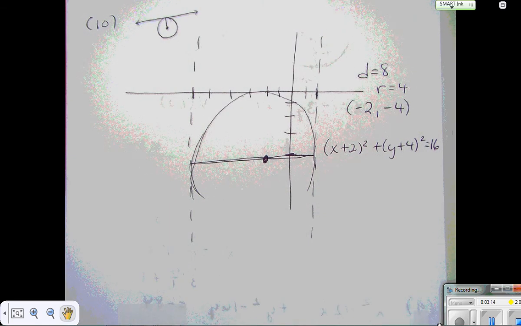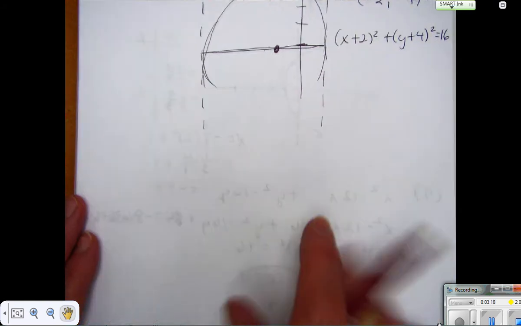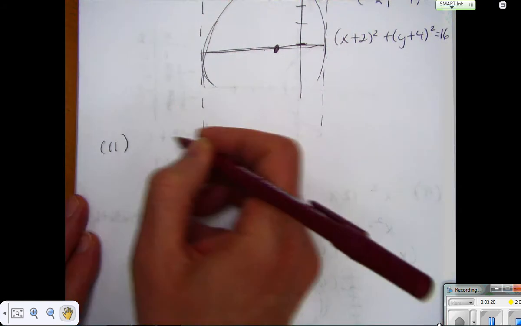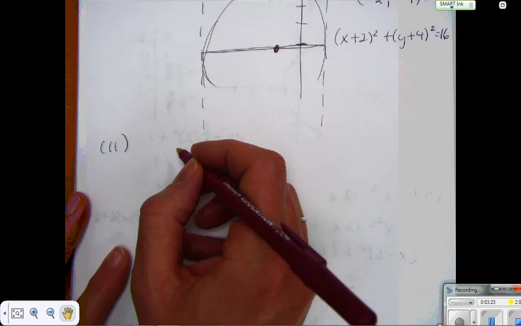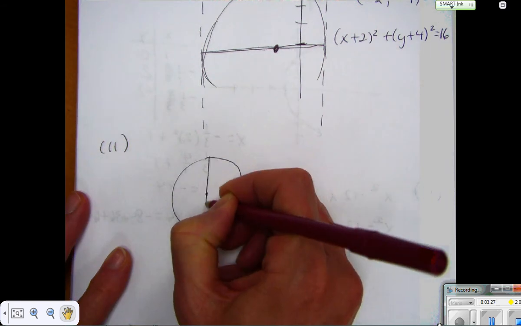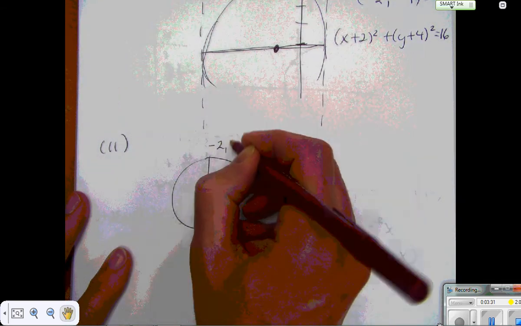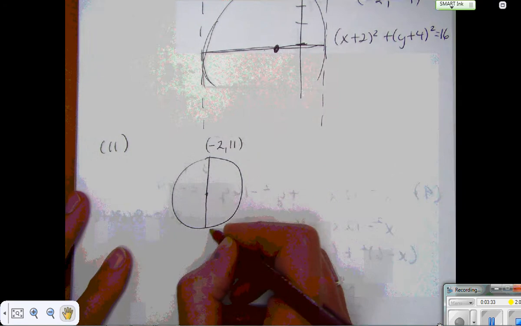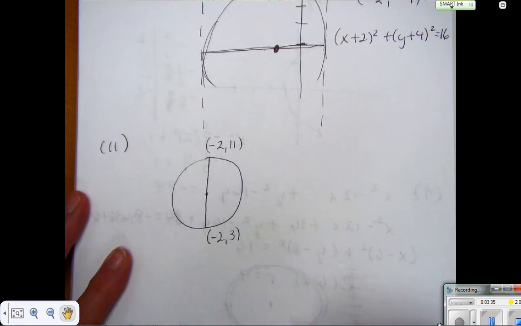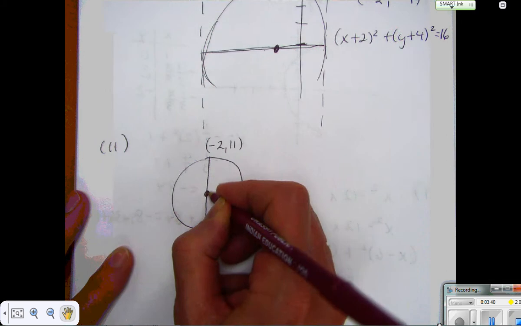All right, let's look at number 11. One last example. Write the equation of the circle if the endpoints of the diameter are -2, 11 and -2, 3. So the midpoint, or the center, is right in the middle of the diameter.